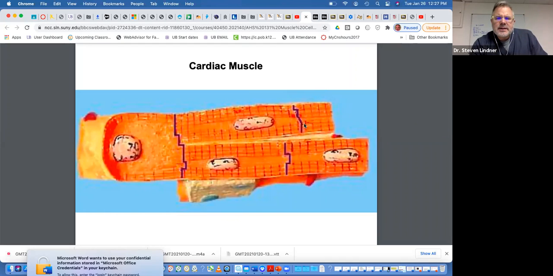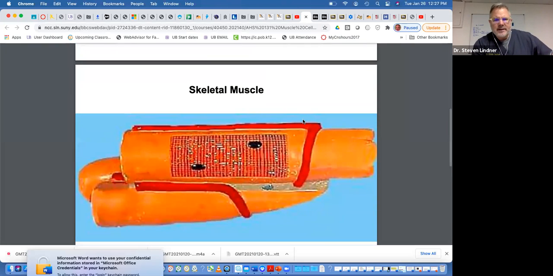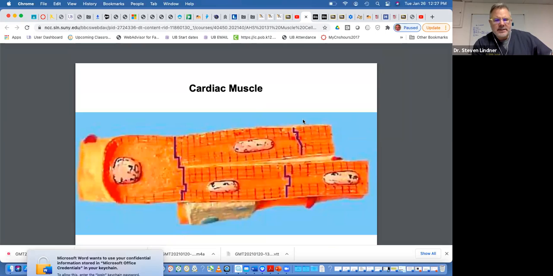The other significant difference between cardiac and skeletal is cardiac muscle is involuntary. You can't consciously control it. Your heart beats on its own. You can't tell it to beat faster or slower. But you can tell your skeletal muscles, the muscles that attach to your skeleton, to move. I could say, okay, arm move up, arm go down, fingers open up, fingers close. That's all voluntary. So skeletal muscle is voluntary, cardiac muscle is not.